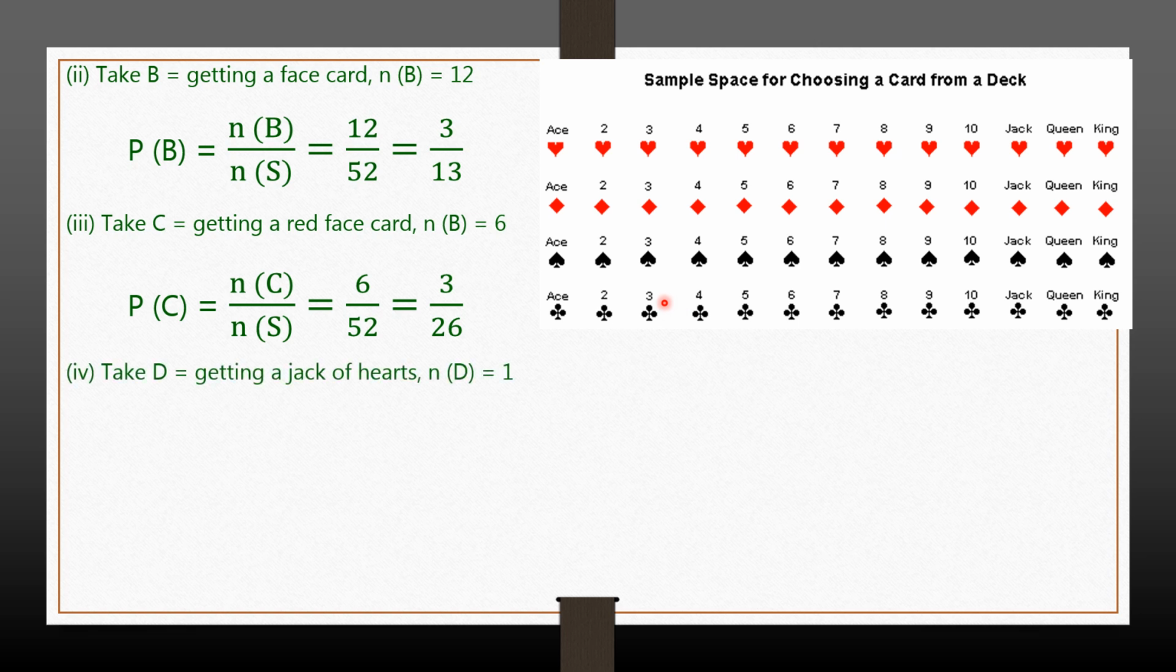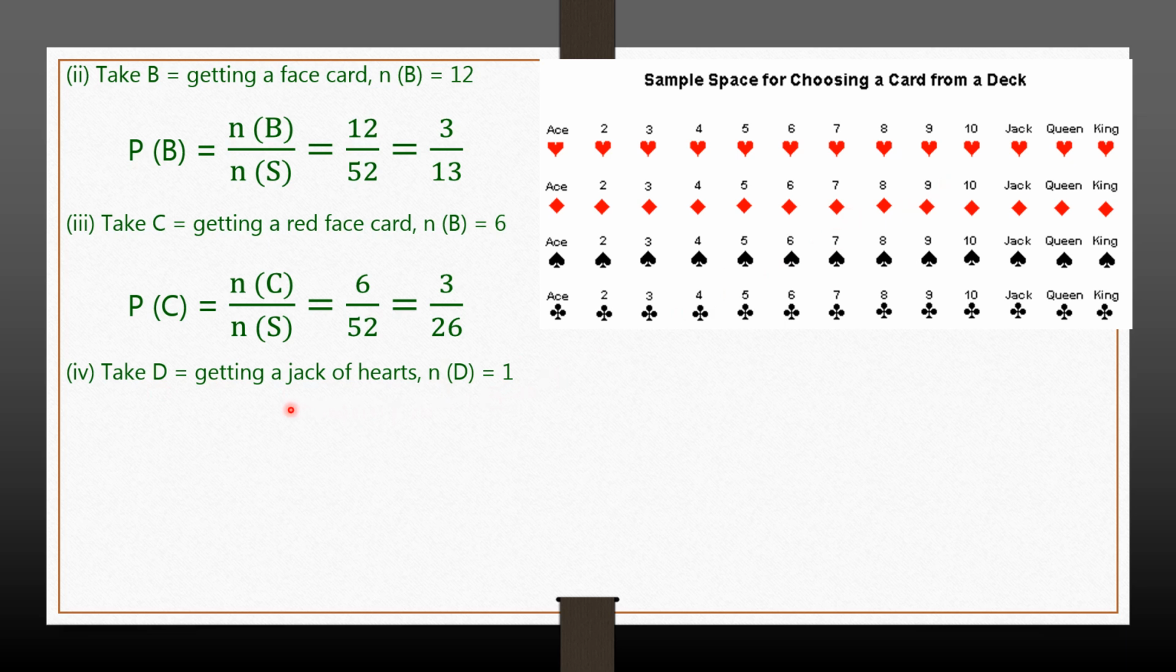The next event is getting a jack of hearts. Let me take this event as D. Take D is equal to getting a jack of hearts. You should get a jack card. We have 4 jack cards, and among these 4 jack cards, there is only one card with a heart. Jack of hearts is only one card. So only one card is favorable to this event D, so n of D is equal to 1.